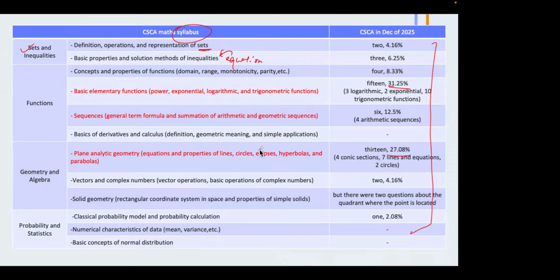And second part, the functions. So for functions here, firstly, you have to learn the concepts and properties of functions, especially for how to solve the domain, how to determine your range, and monotonicity, let's say the increasing and decreasing functions, your parity, your odd and even function, how to decide them, how to recognize them, and figure them out in your examination, all right?